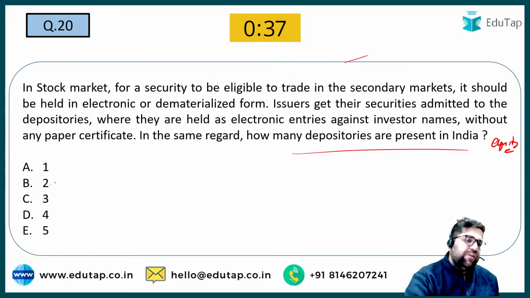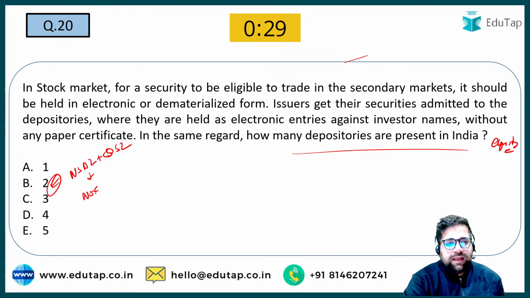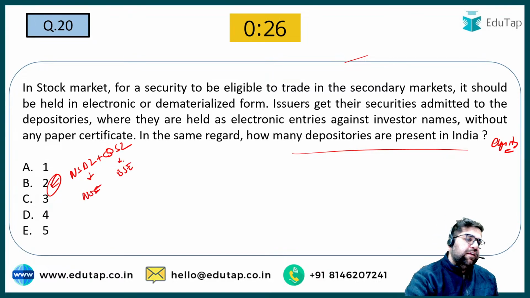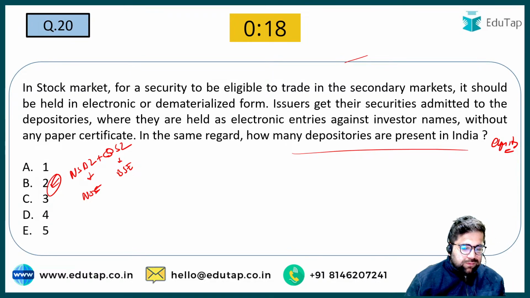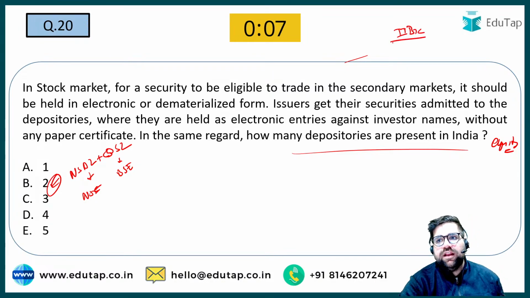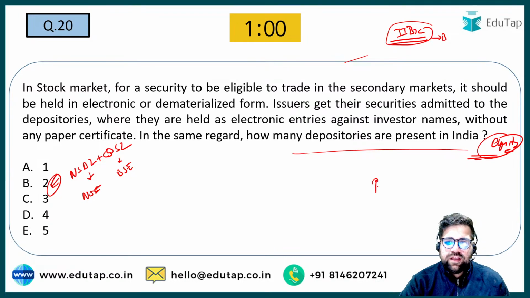The correct answer will be option number 2. We have NSDL and CDSL. NSDL looks after trades on NSE and CDSL looks after trades on BSE. NSDL is the National Securities Depository Limited. CDSL is the Central Depository Services Limited. So the correct answer is option B. Those who are counting IIBX, the Indian International Bullion Exchange, that is a bullion depository, but my question was specifically related to equities depositories. Therefore the correct answer here will be B only.